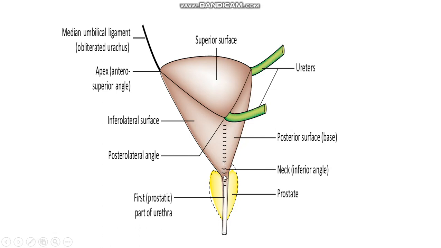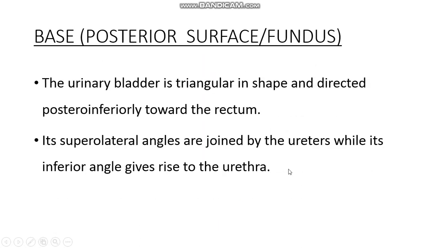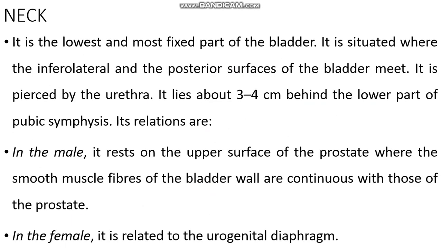The area where the posterior surface and inferolateral surface meet together is where the neck is present. It is pierced by the urethra, and from the neck we can see the urethra emerging. So the neck is pierced by the urethra. It lies about 3 to 4 cm behind the lower part of the symphysis pubis.